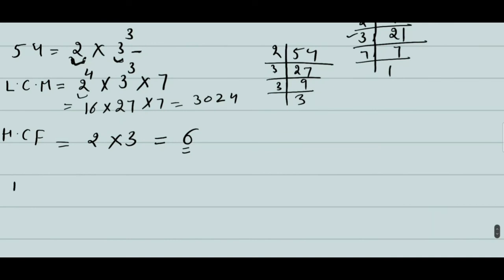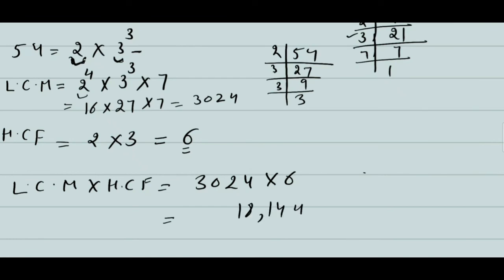Let's multiply LCM and HCF. So 3024 into 6. After multiplying these two, I'll get 18,144. Now let's multiply the numbers, 336 into 54. If I multiply, I get the same thing, 18144.